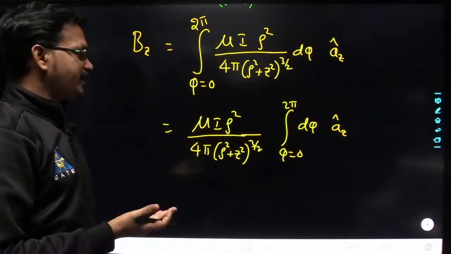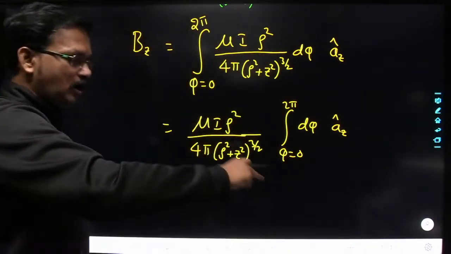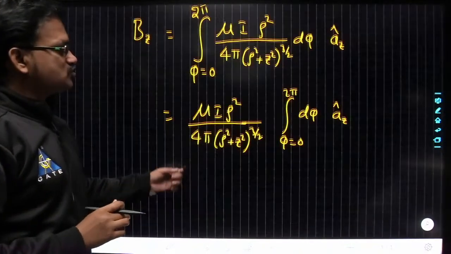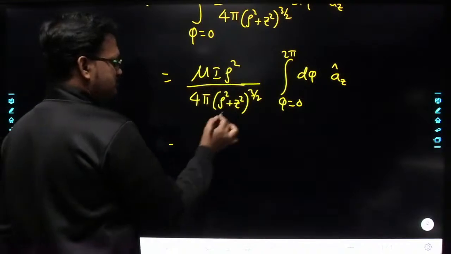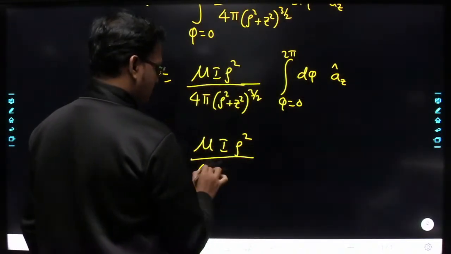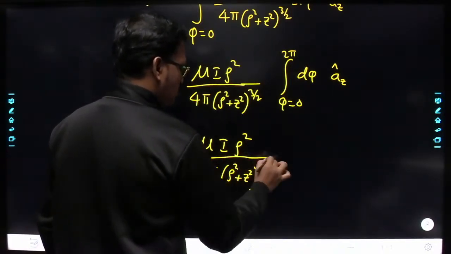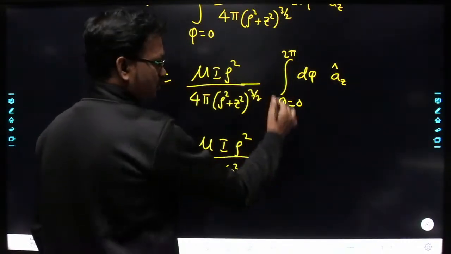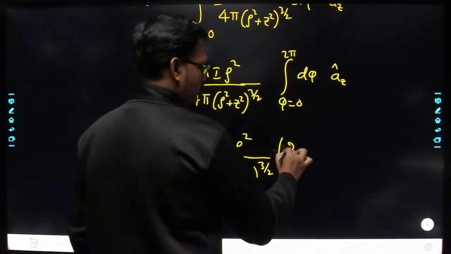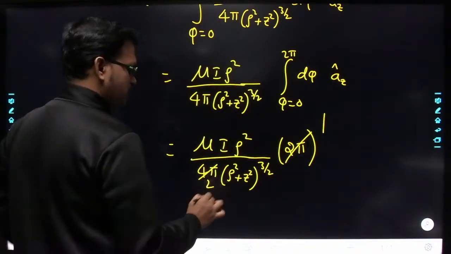While integrating, what do you have to do? You have to substitute phi equal to 0 to 2 pi, because you have to consider the total circular loop. Now if you do this integration, it is very simple here. It is mu I rho square divided by 4 pi into rho square plus z square whole to the power of 3 by 2. The integral of d phi is phi; if you substitute the range, you are going to get 2 pi. So here 2 pi and here 2 pi.